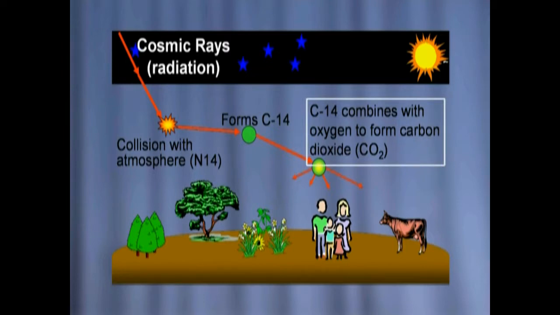What happens with this CO2? Well, it gets taken in by the plants, it gets taken in by all things that are living. So all living things eventually get carbon-14 in them. Now, do rocks eat or breathe? No, they do not. Therefore, rocks cannot be dated with the carbon-14 dating process because they don't have carbon-14 in them. Only living things or organic material can be dated using the carbon-14 dating method.